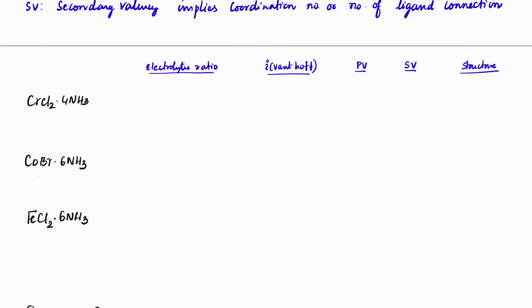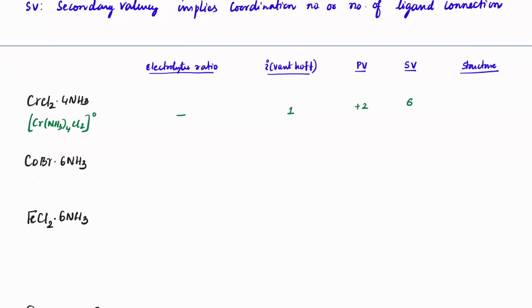This complex represents that chromium has 4 ammonia and 2 chlorines inside. That comprises 6 ligands. The ratio here is not defined because it's a neutral complex, so it does not have any charge. Van 't Hoff factor is only 1 because this is not going to split into multiple ions. Then the oxidation state here is +2, and secondary valency is 6.